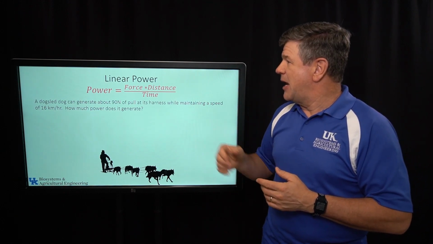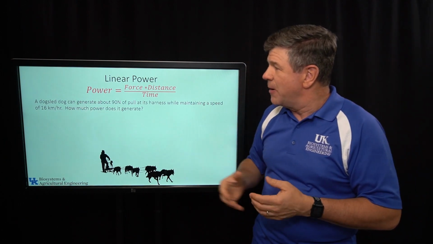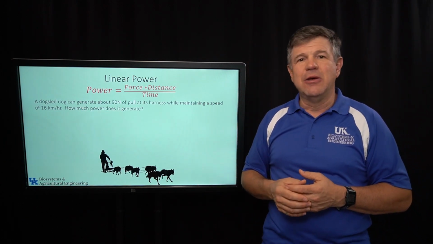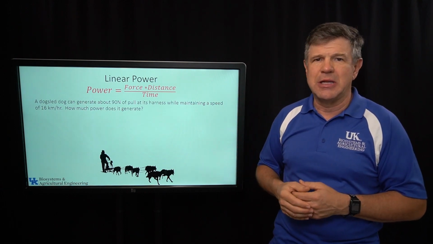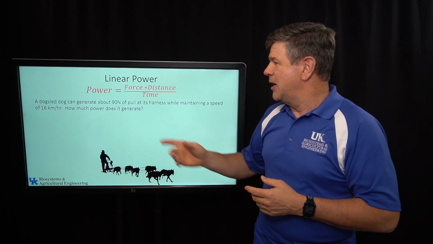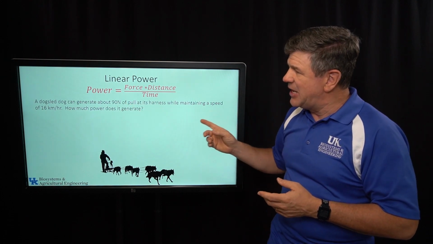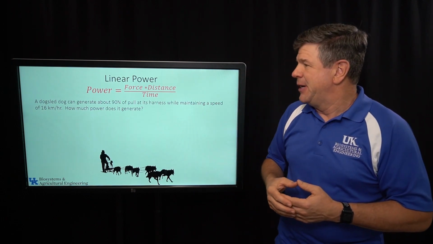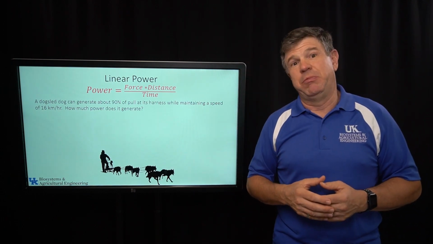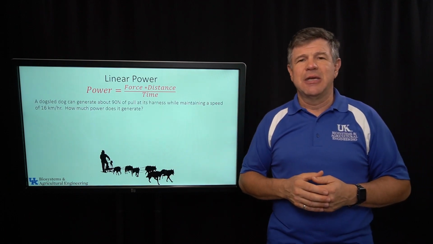So we're going to look at a dog sled team here, and it says that a dog sled dog can generate about 90 newtons of pull. So newtons, remember, is the SI unit. So we're going to be working in the SI system right now. It can generate about 90 newtons of pull at its harness while maintaining a speed of 16 kilometers per hour. How much power does it generate? Never thought about how much power a dog sled dog can generate, but let's calculate that.